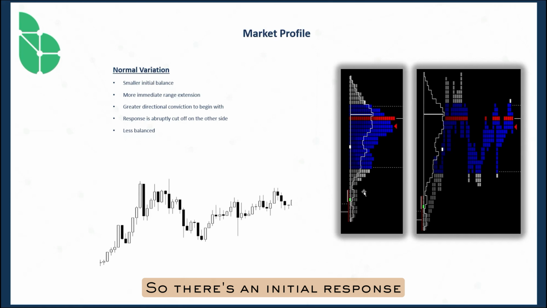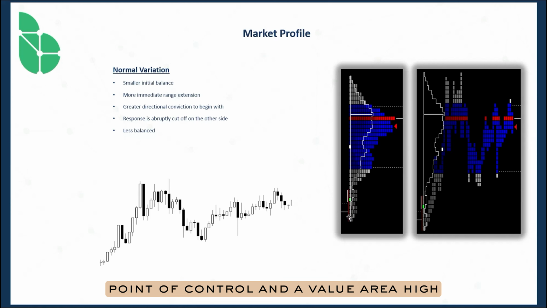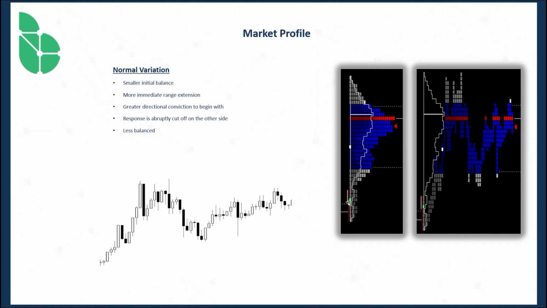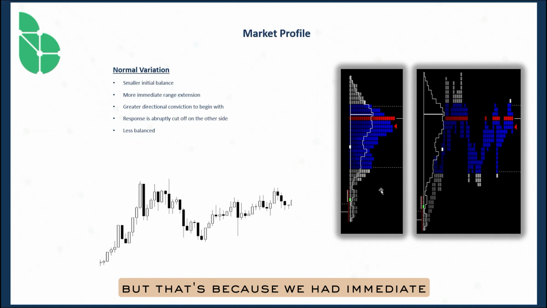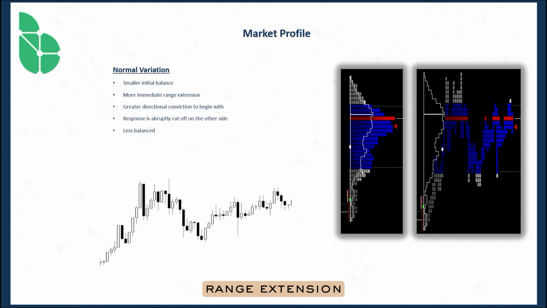So there's an initial response, in this case off the low. You can see that at the bottom here, there's an actual previous point of control and a value area high. That's what's indicated by this previous dotted line and the solid line. We came up pretty rapidly. Again, market opened down here, 5 minute within this area, 1 hour within this area. This initial balance is small relative to the entire structure, but that's because we had immediate range extension. Now, range extension, remember, is movement outside of the initial balance.